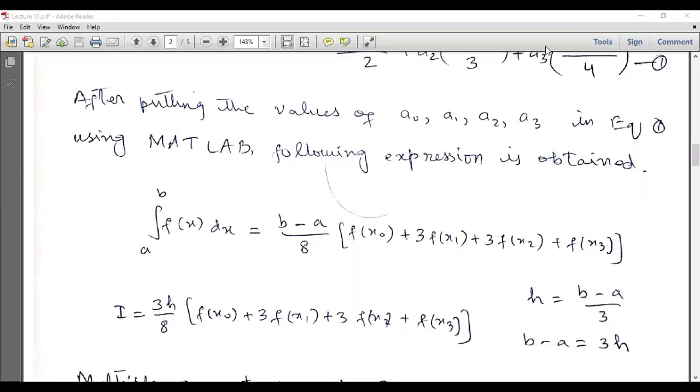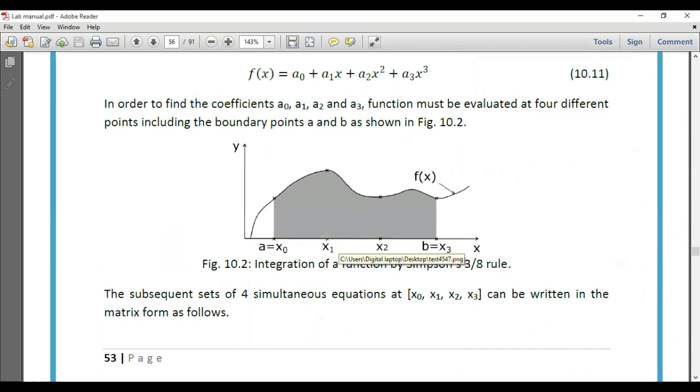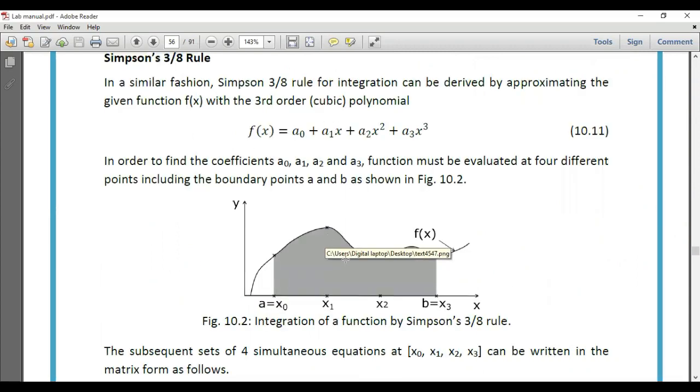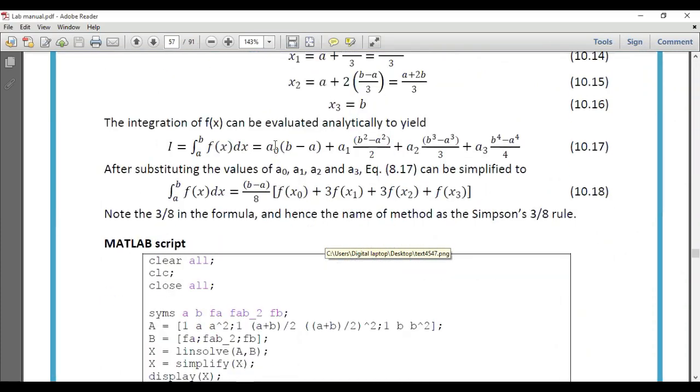The next step is to substitute these four unknown coefficients in this integration expression. The integration expression is this equation number one, and we can also observe it over here. This is our function, and its integration is given over here. Those four unknown coefficients a0, a1, a2, and a3 have to be substituted in this expression, and then a simplification has to be carried out, and that simplification is done by using MATLAB again.